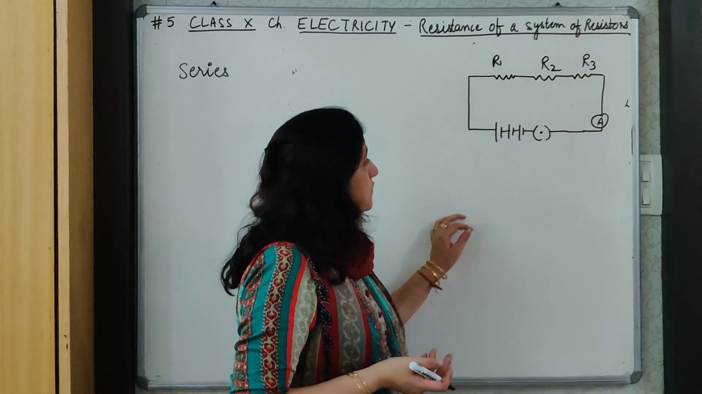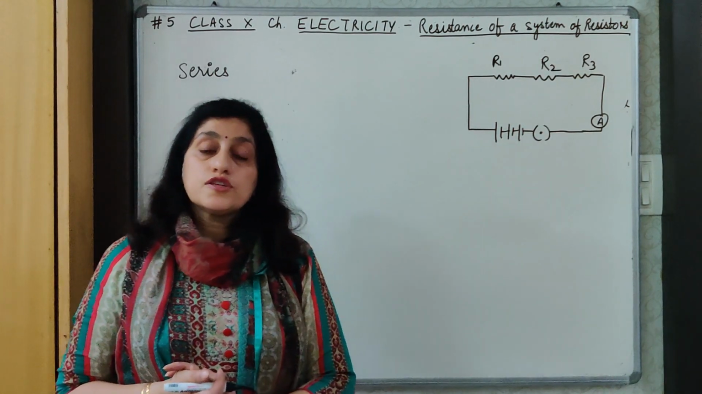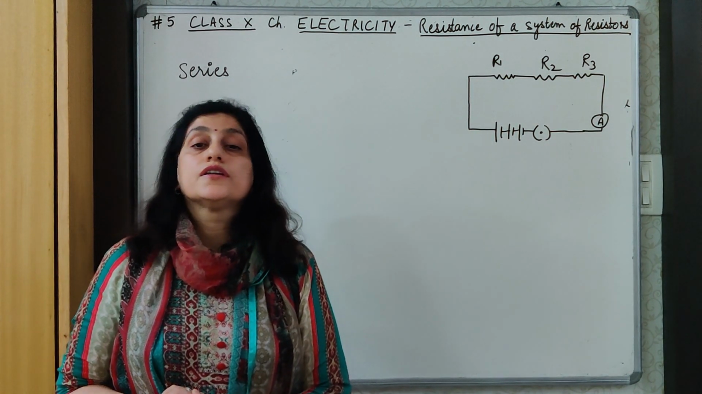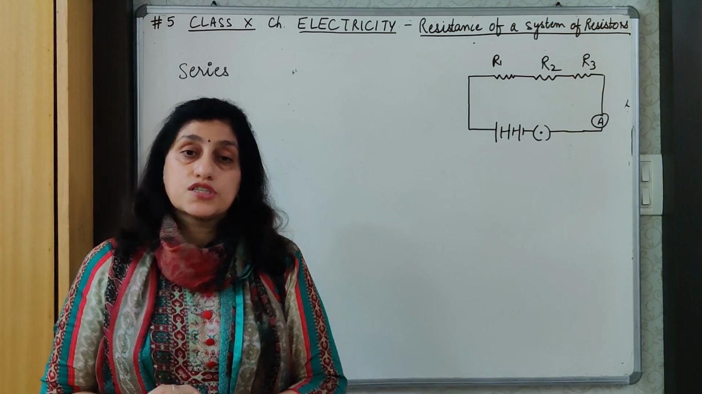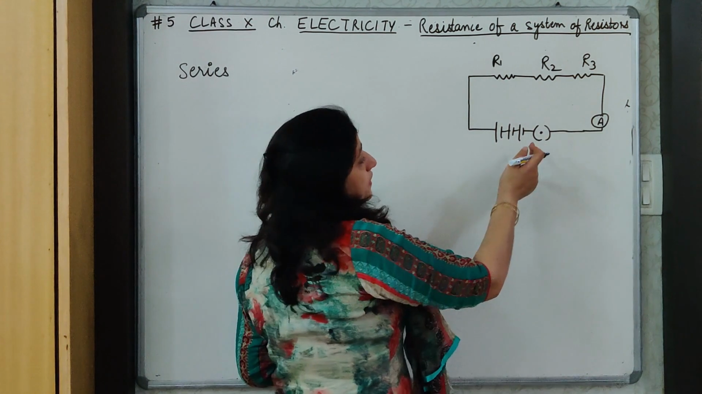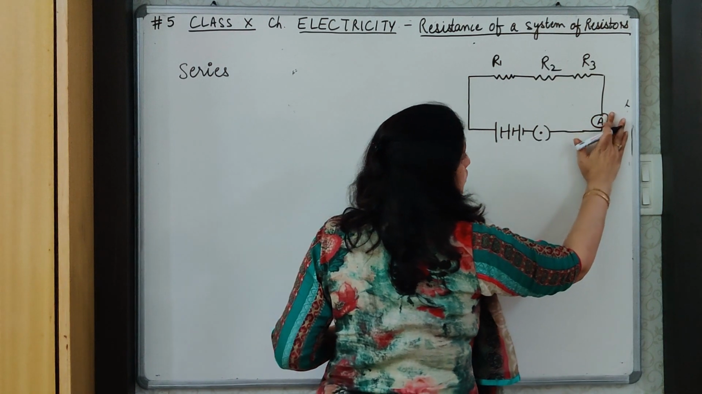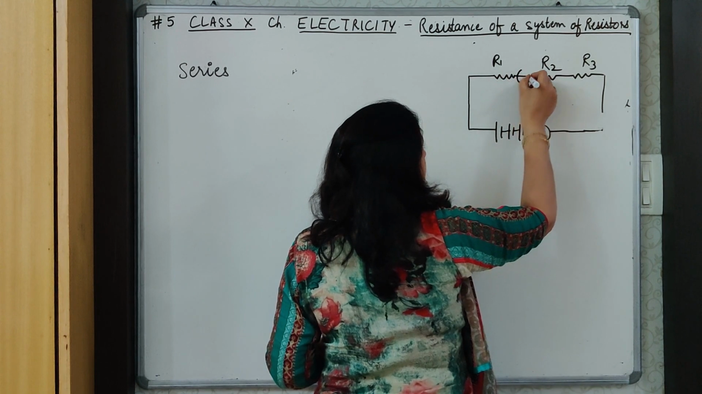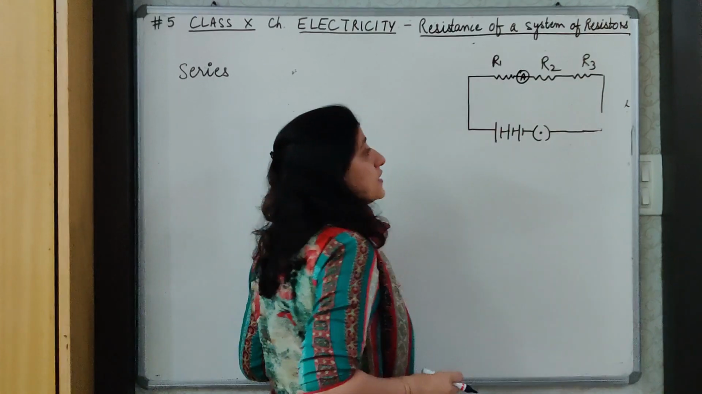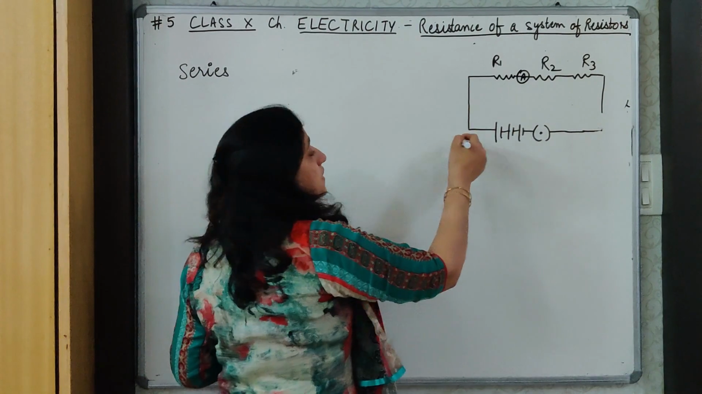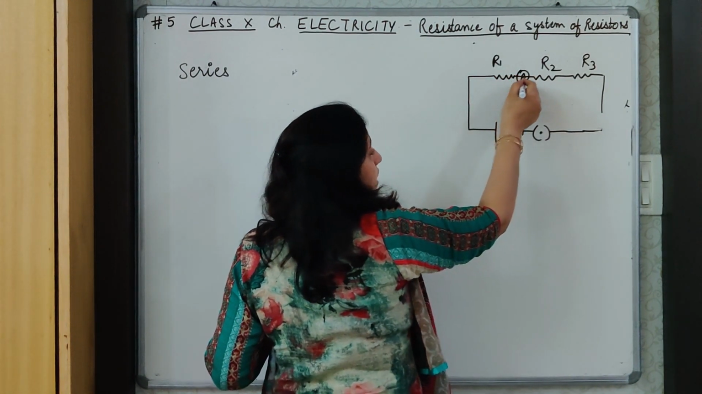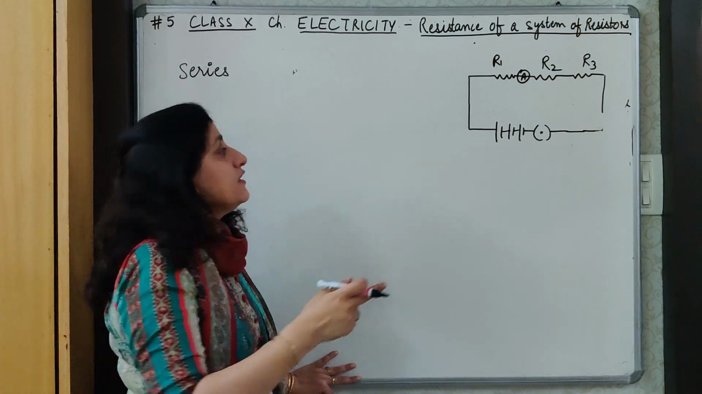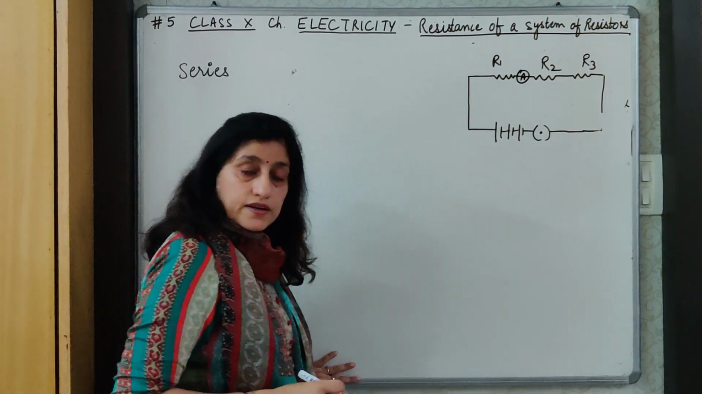Now when we plug in the key, first of all we will note the ammeter reading and then we will note the voltmeter reading and record all these observations. Before plugging in the key, first I will take the ammeter and connect it between R1 and R2. So as the current flows through this, the ammeter will record the current only when the current is passing through R1.